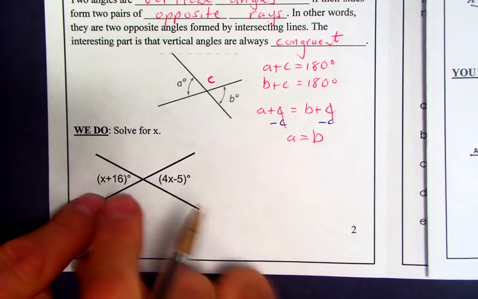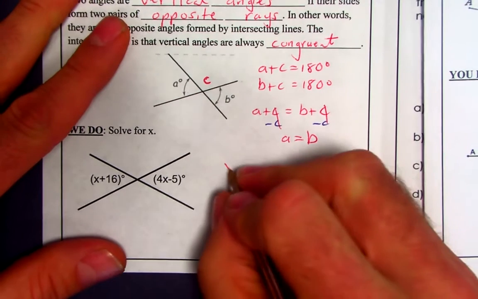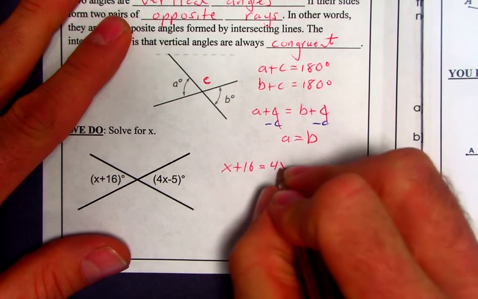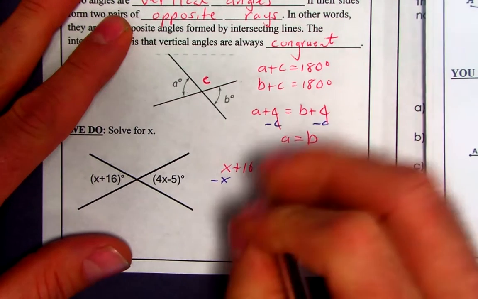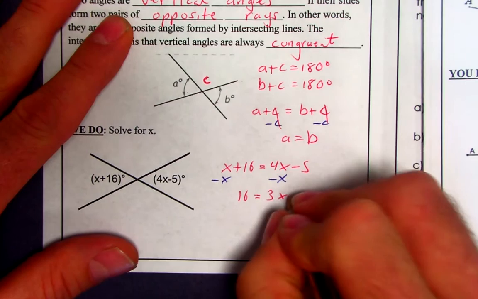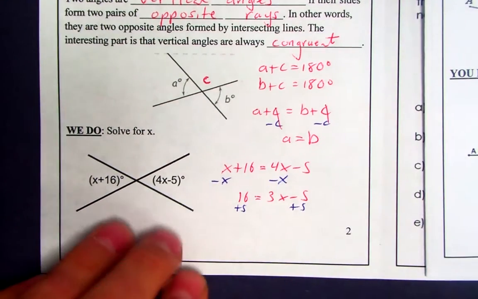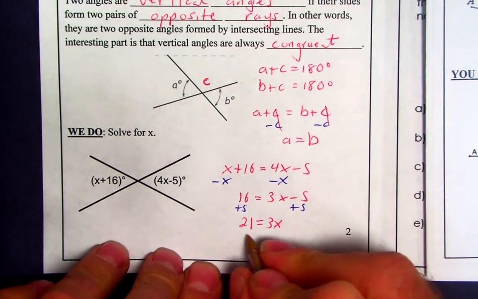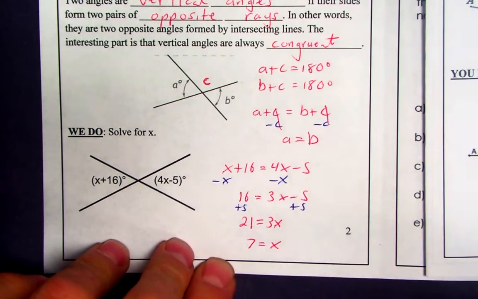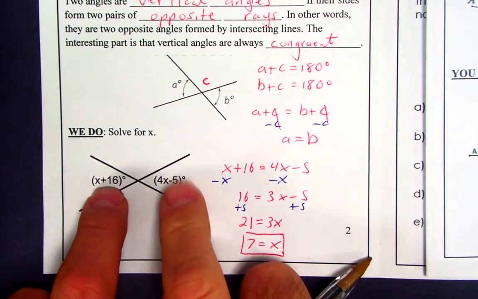Then we can apply that and solve for X. These two angles are vertical, opposite each other. So we know for a fact X plus 16 is equal to 4X minus 5. We take X away from both sides, and 16 is equal to 3X minus 5. We'll add 5 to both sides. Now 21 is equal to 3X. I'm running out of space, so I'll just say we'll divide both sides by 3. And 7 is our final answer. So 7 is the value of X that will make those two angles equal.